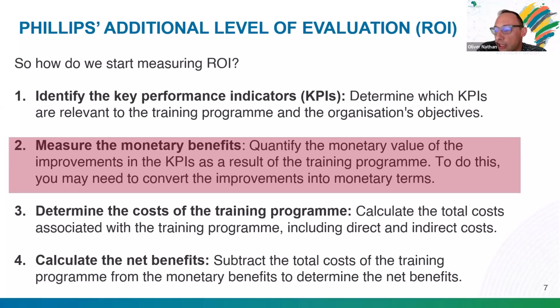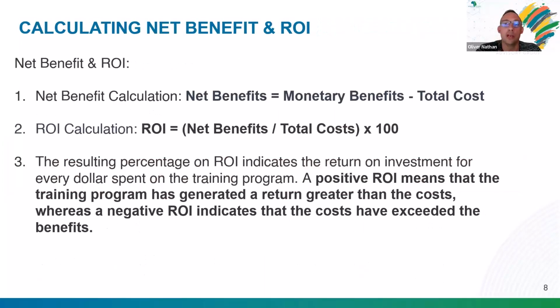And number 4, to calculate the net benefits. So subtract the total costs of the training program from the monetary benefits. Again, that calculation, not difficult at all to do. It's number 2 here, measuring that monetary benefit to the organization of your particular training program, shifting the dial in terms of those KPIs. That is really where the difficulty and the challenges start to come in. In terms of the actual calculations themselves, you do not need to be a mathematician to do them.